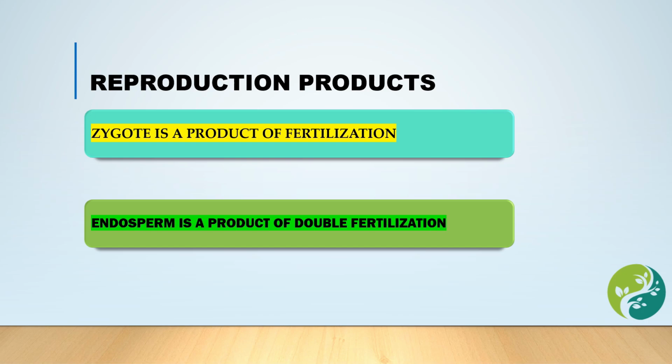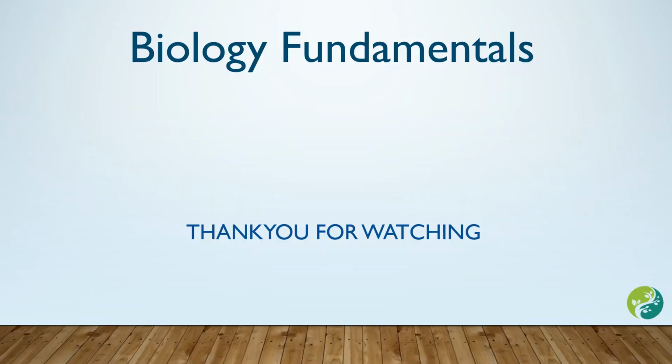The zygote further turns into embryo and the embryo turns into seed. The function of endosperm is to provide nourishment to the developing embryo. So this is all about reproduction in flowering plants. I hope you understood this complete concept.